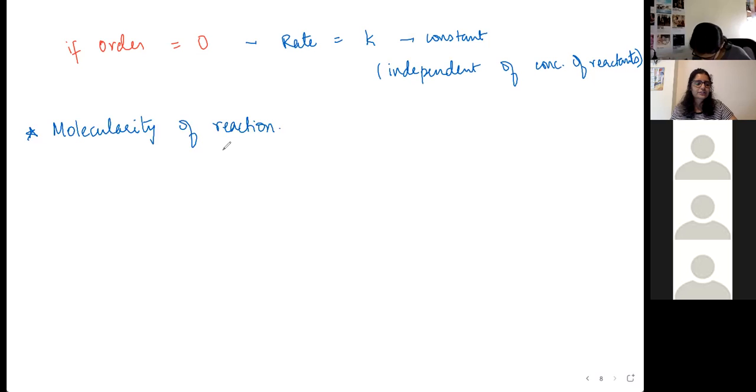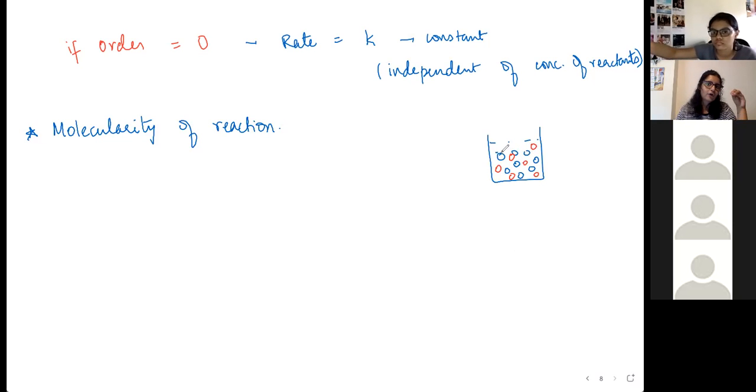how do chemical reactions take place? Suppose I mix two substances. There's a beaker, and in it I put some blue color reactants and some red color reactants. If I want a chemical reaction to occur between both of these reactants and form products, what should happen to the molecules? What should the reactant molecules do to kickstart that reaction?